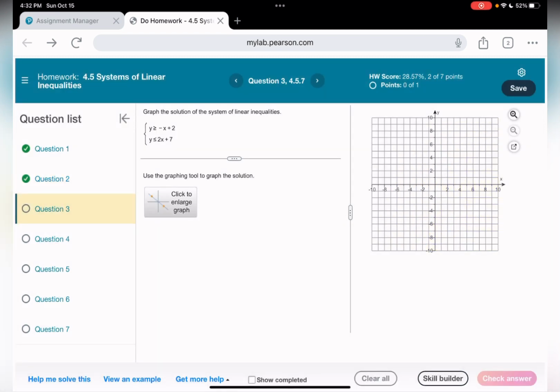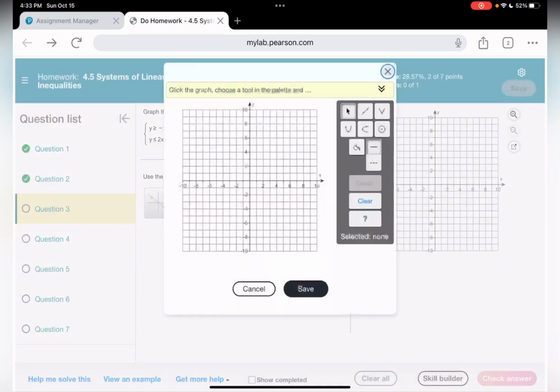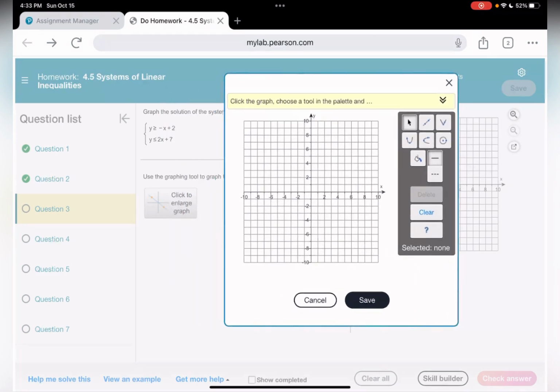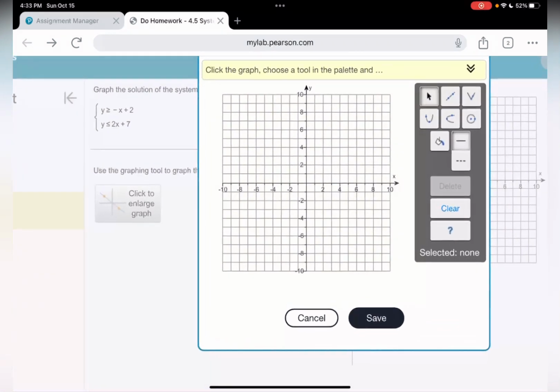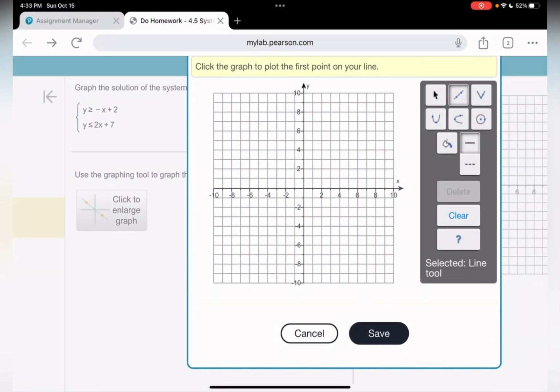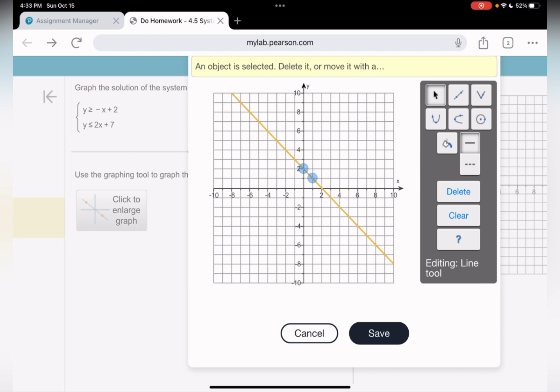What do we have here? Y is greater than or equal to -x plus 2. Since there is an equal sign, I'm taking a solid line and starting with positive 2 here. And my slope is -1, right? The coefficient of x is -1. So I'm going down by 1 and positive 1 horizontally there. So this is the first one.